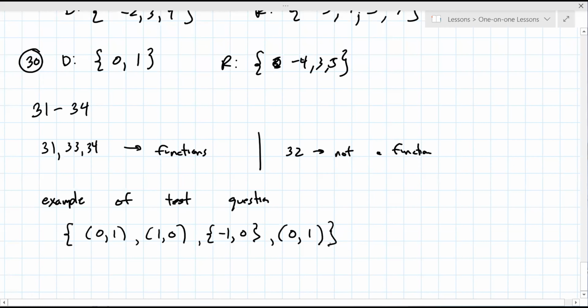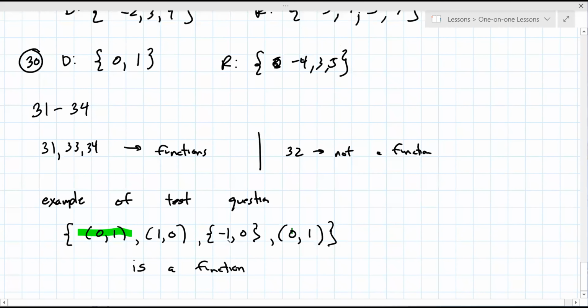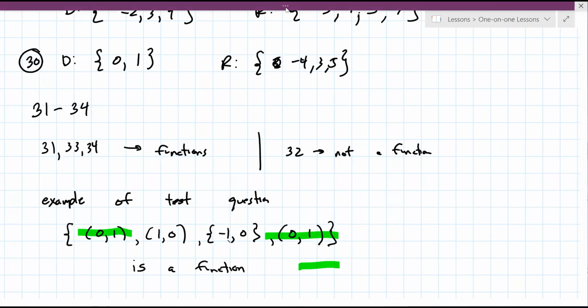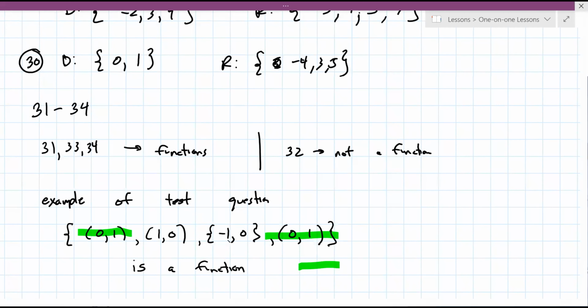This is your classic test question. A lot of the same numbers, it looks like, but 0 goes to 1 in this first ordered pair and the last. So this is a function. It is a function, because, and maybe I'll highlight them, these are exactly the same. I understand. Thank you. Okay, that's great, perfectly clear.